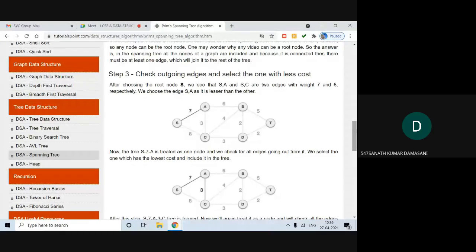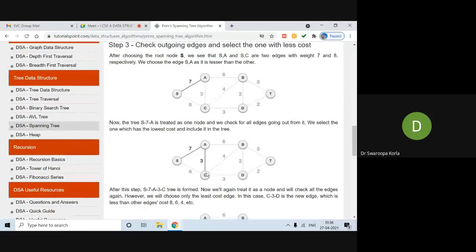S to A is 7, S to C is 8. So obviously we need to select the minimum value. So S to A is minimum. So select this edge because it has the lower cost. And now we are exactly at vertex A. Now we have to check what other edges are connected or incident to A.